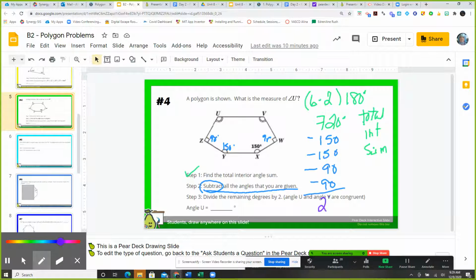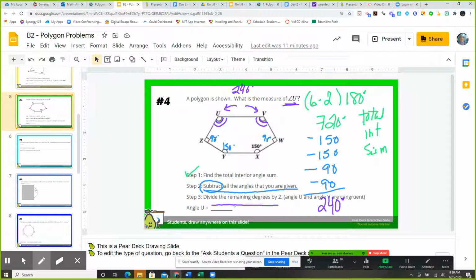$240. Awesome. So 240 is shared between these two angles. And we know because of these congruent marks that they're exactly the same. So if I'm looking for angle U, how do I find that in step 3? Divide by 2. Exactly. So we're going to divide by 2 because half of it goes to U and half of it goes to V. So what is angle U? 120.